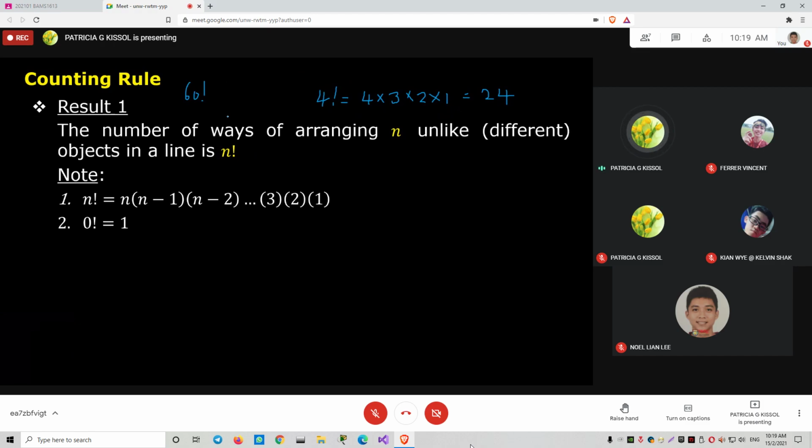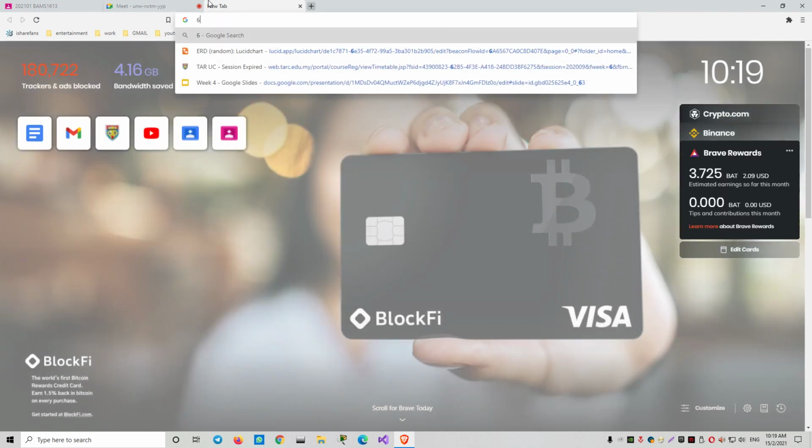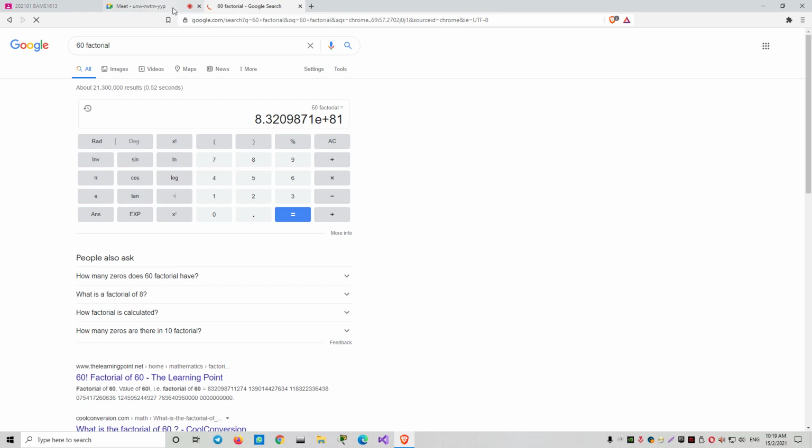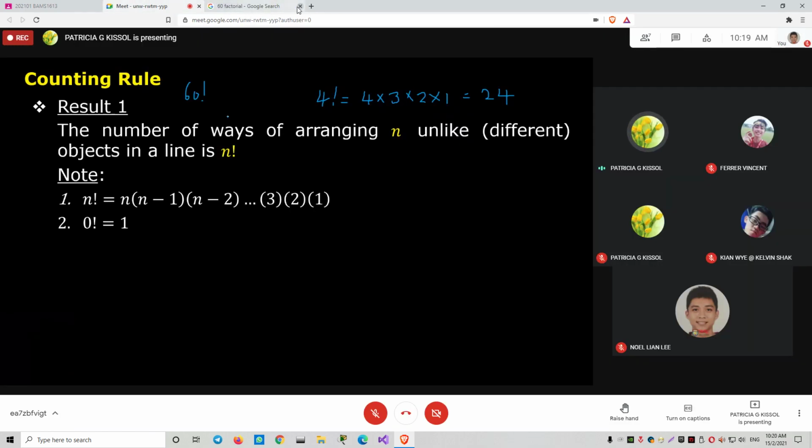Very big number, yes or no? Yeah. What is the value? It's so big, it's 8.32 times 10 power 80. Yes, that is correct, Calvin. So this is the first result, number 1, concerning factorial.